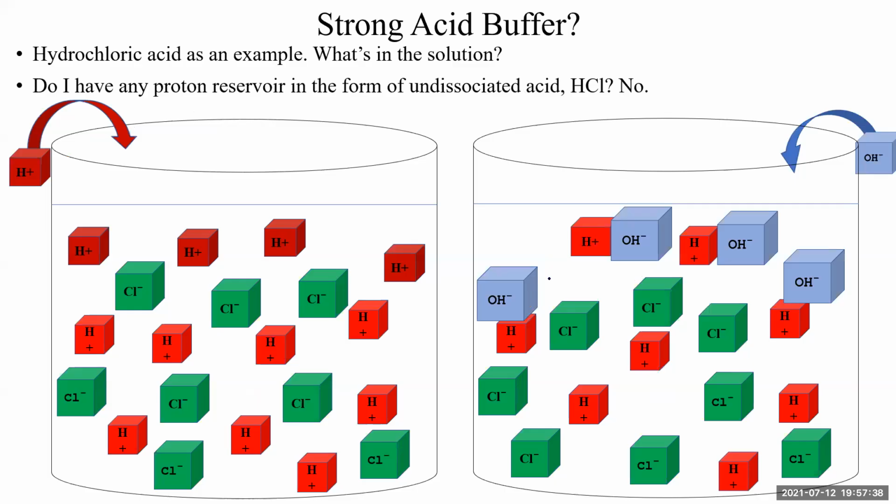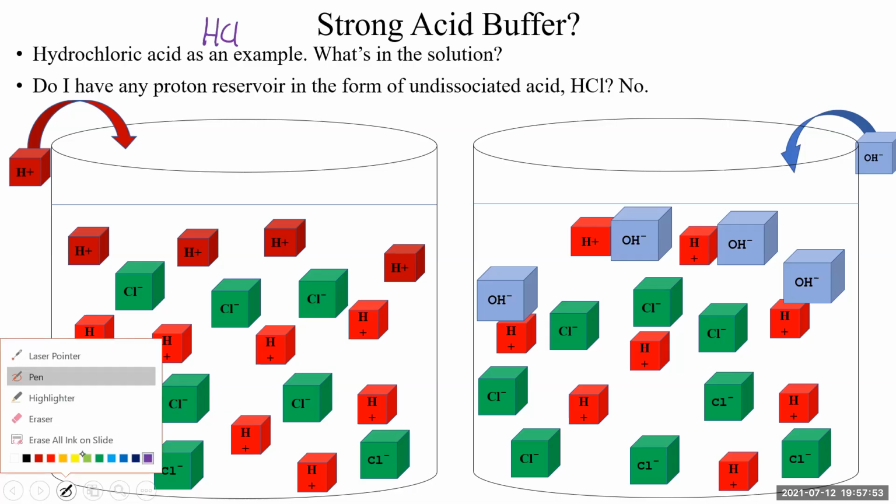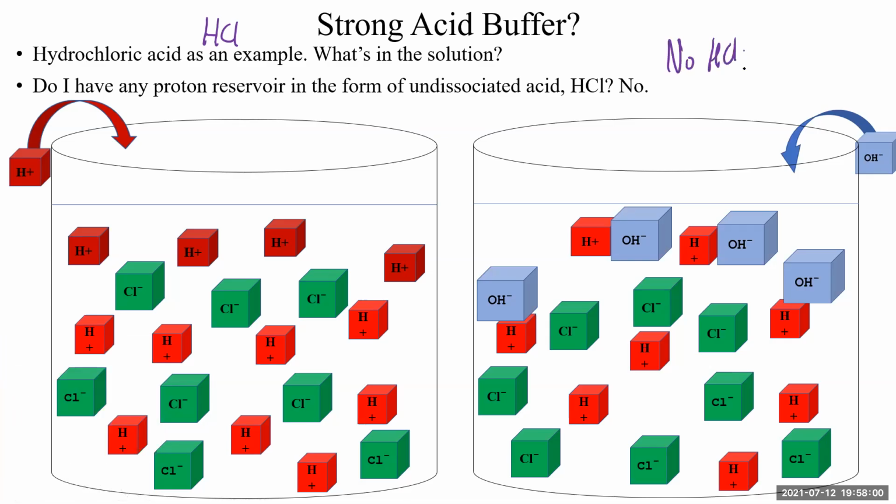Okay. Now, what happens if we use a strong acid? Let's take, for example, hydrochloric acid, HCl. So we have our buffer here. Again, the plain old red represents the hydrogen ions that were in there at the beginning, and the chlorides represent the chlorides there. Notice there is no HCl present in solution at all. Unlike the HAc, the acetic acid, which is a weak acid, there is no HCl present. No reservoir of hydrogen ions.